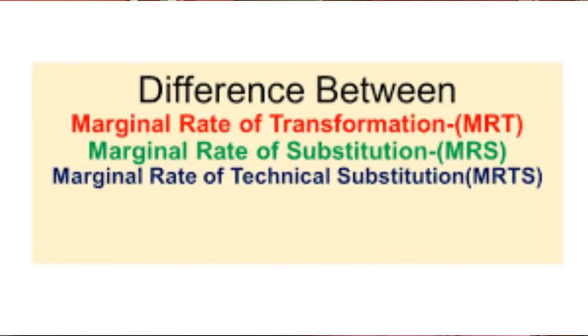It is the number of units of good Y that will be foregone to produce an extra unit of good X while keeping the factors of production and technology constant. Next point is, what is the difference between MRS and MRT? Answer and explanation. The difference between MRS and MRT is that the former determines the demand side of the market, while the latter determines the supply side of the market, based on the above explanation.